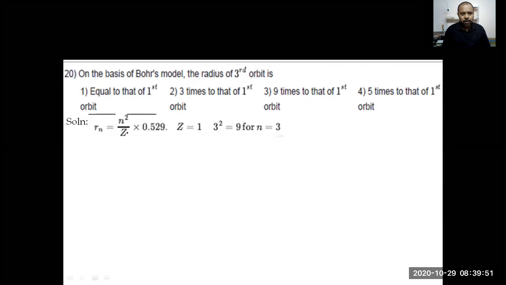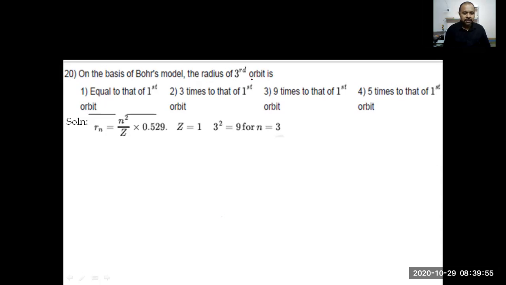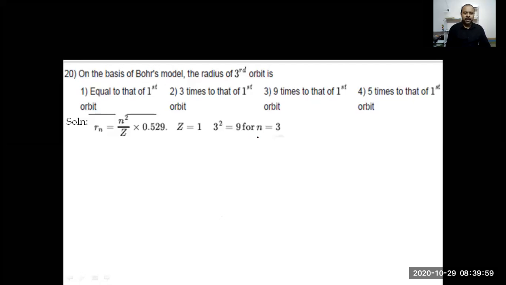So on the basis of Bohr's model, the radius of the third orbit would be, n is equal to 3, 3 square would be 9. So it is 9 times that of the first orbit. So option 3 is correct.